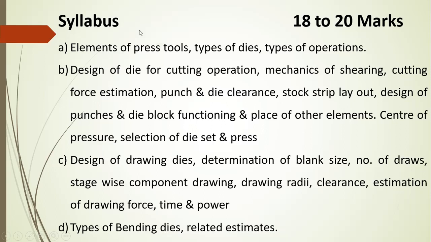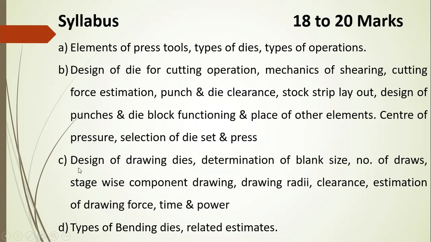The B point is concerned with designing of die for the cutting operation: mechanics of shearing, cutting force estimation, punch and die clearance, stock strip layout, design of punches and die block, functioning, place of other elements, center of pressure, selection of die set and the press. This is the syllabus for designing of a press tool.